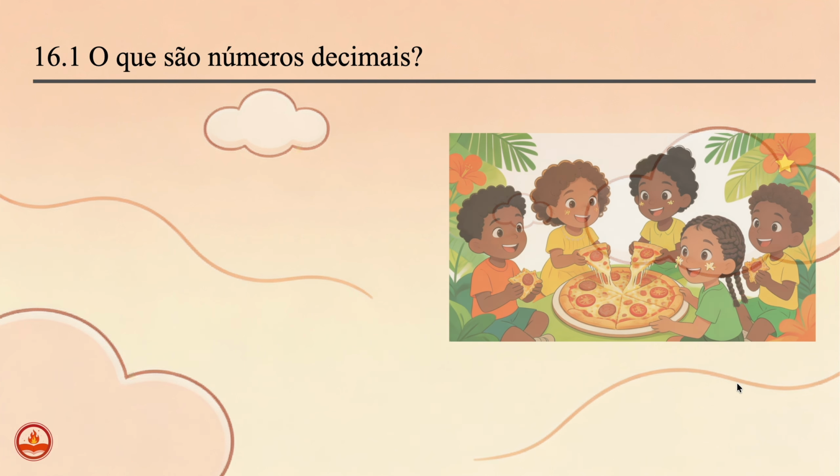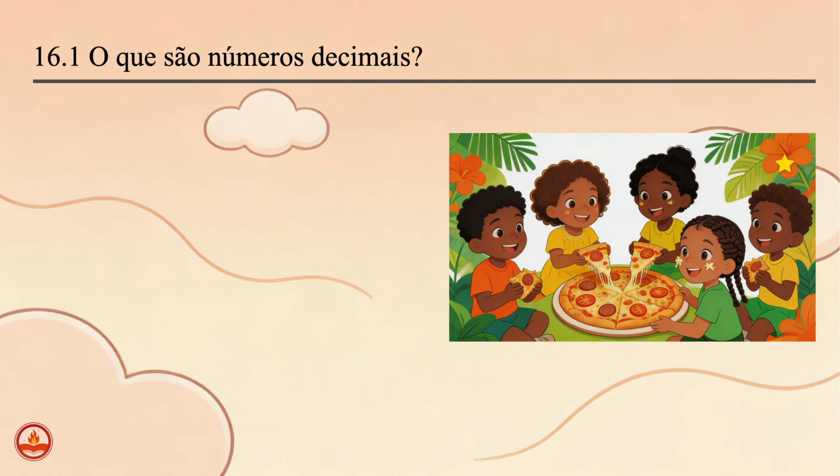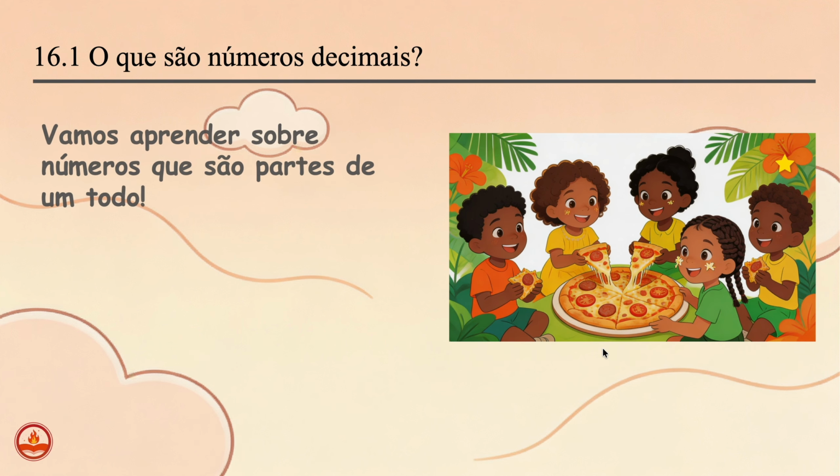Alright, let's first look at this picture. Do you see how the children are sharing the pizza? Sometimes, we don't have a whole thing. We have parts of it. And today, we're going to learn about a special kind of number that helps us talk about these parts. These numbers are called decimals.